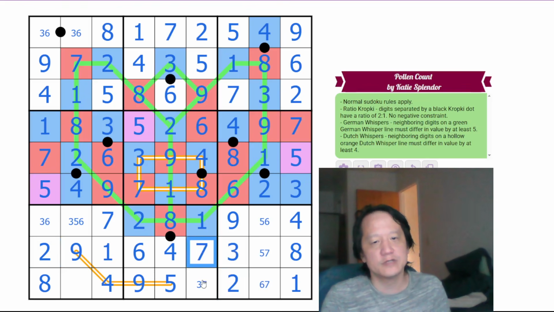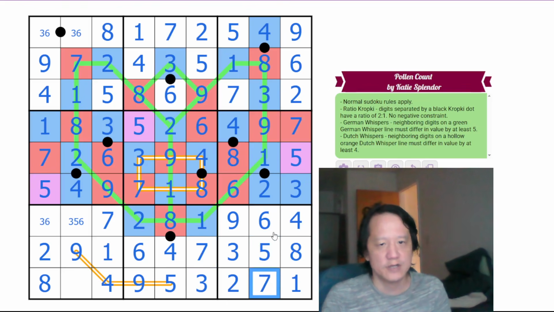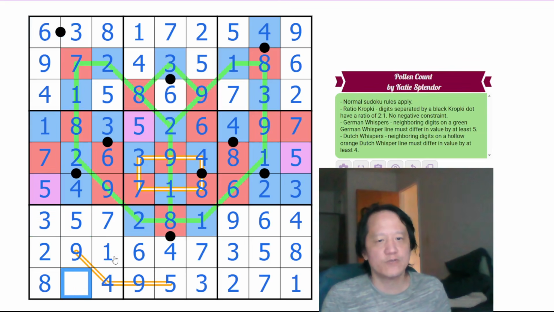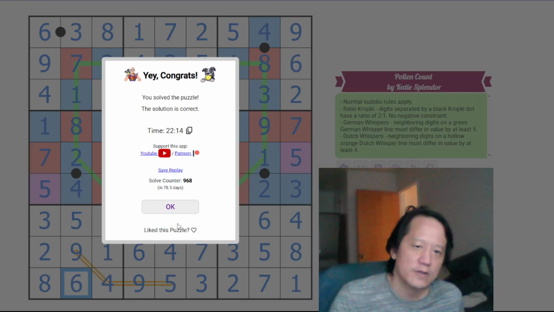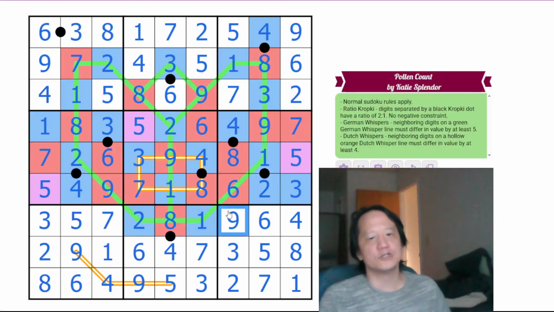3 eliminates 3 here, so it's 7 and 3. 7 eliminates 7 here, so it's 5, 6, and 7. 6 eliminates 6 here, so it's 3, which means this can't be 3 or 6. It's 5. 3 eliminates 3 here, so that's 6 and 3, which forces a 6 remaining in column 2. And that's a solution.